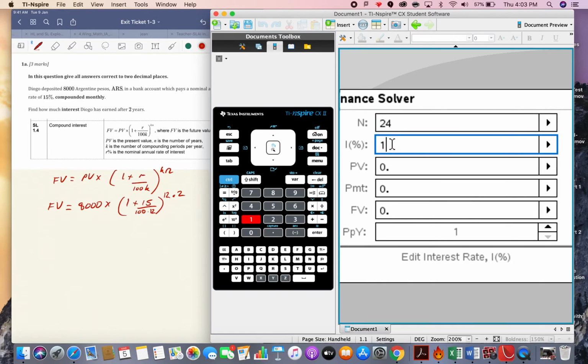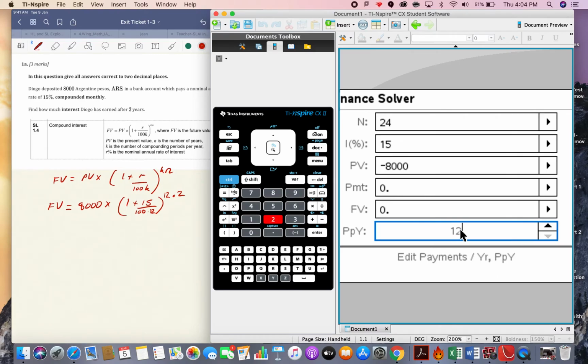So type in 15. The present value, well, actually I'm going to put in a negative here because this is money that I'm investing in a bank. So I'm going to give away 8,000 to the bank. So negative here. PMT is, well, we're not actually adding anything extra on a monthly basis. It's a one-off payment. Future value is what I want to try and work out. The payments per year here is 12 because that's the compounding period.